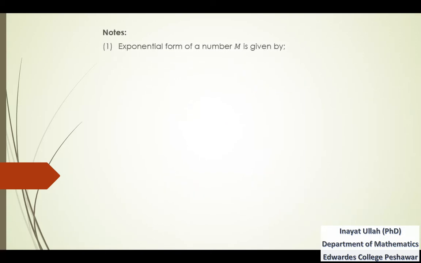For example, say we are given a number m. The exponential form of this number m is given by b power n. B is the base and n is the power, also called exponent or index. This n is the index, power or exponent of b. So this whole b power n is the exponential form of this number m.